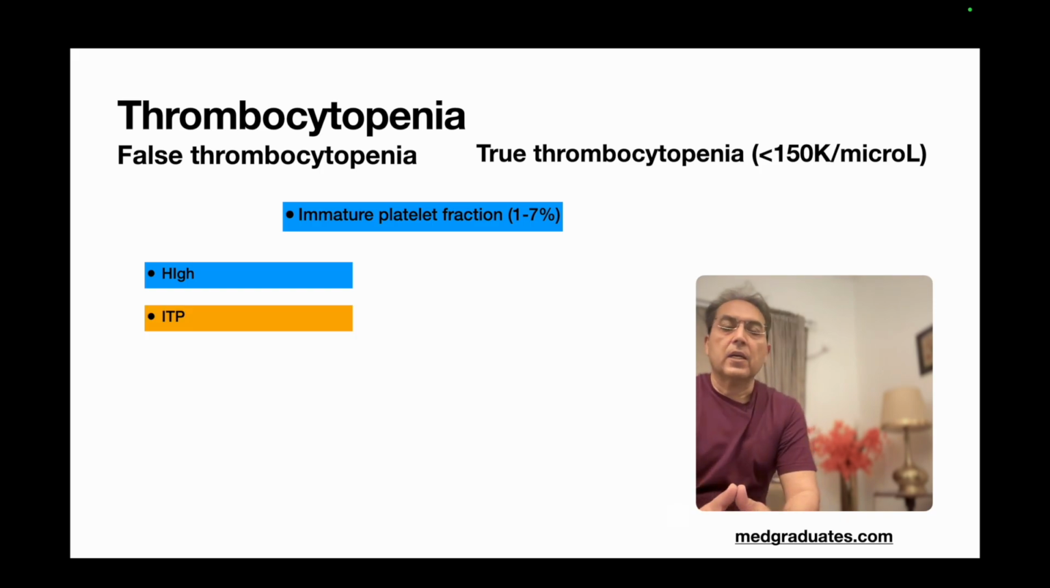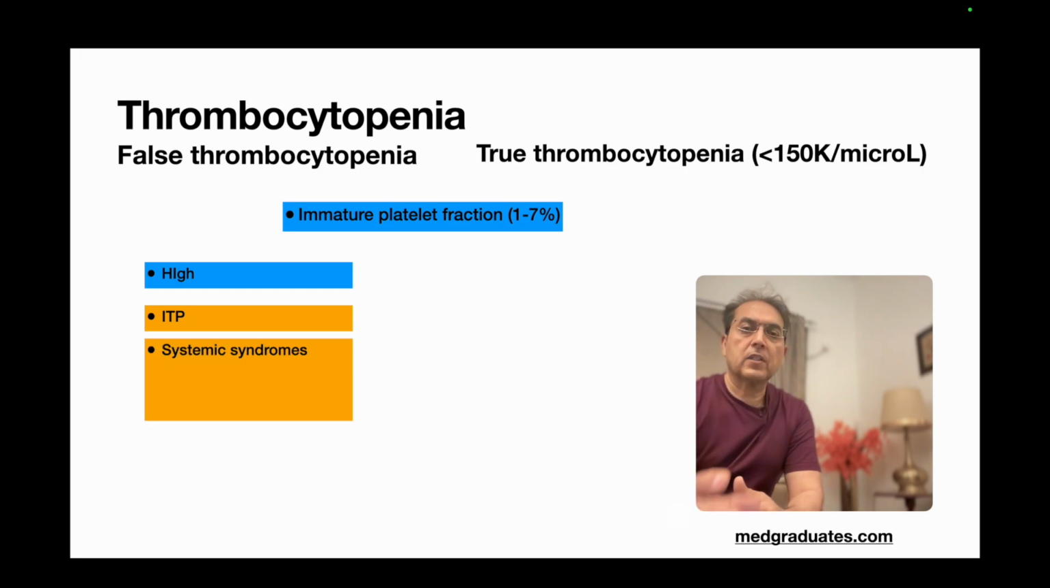This can be idiopathic thrombocytopenic purpura. It may be an isolated autoimmune disorder. It may be part of some other connective tissue disorders. For example, in SLE there may be thrombocytopenia. So generally when there is a high immature platelet fraction, this generally means it's idiopathic thrombocytopenic purpura. And then it can be part of other systemic conditions.